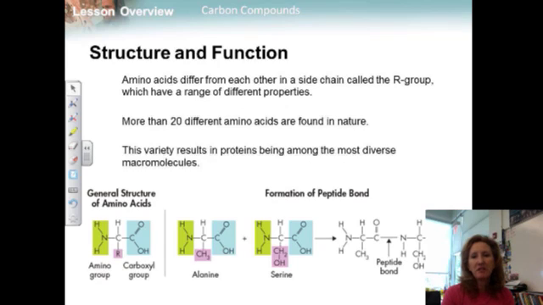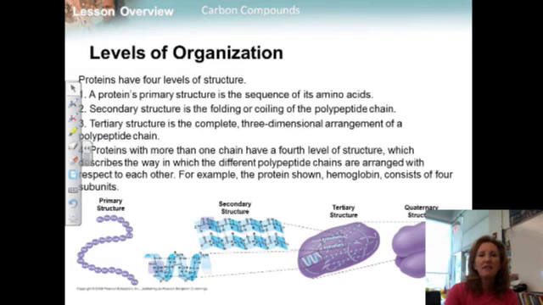Amino acids differ from each other on a side chain called the R group, which has a range of different properties. There are more than 20 different types of amino acids because of the different R groups that are found in nature. This variety results in proteins being among the most diverse of the macromolecules. A little more detail about these proteins.